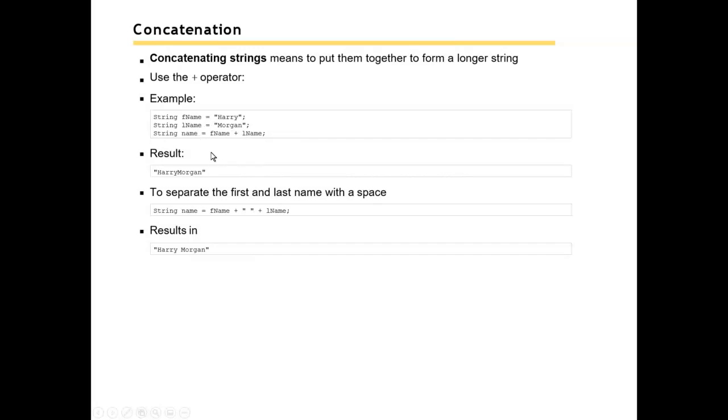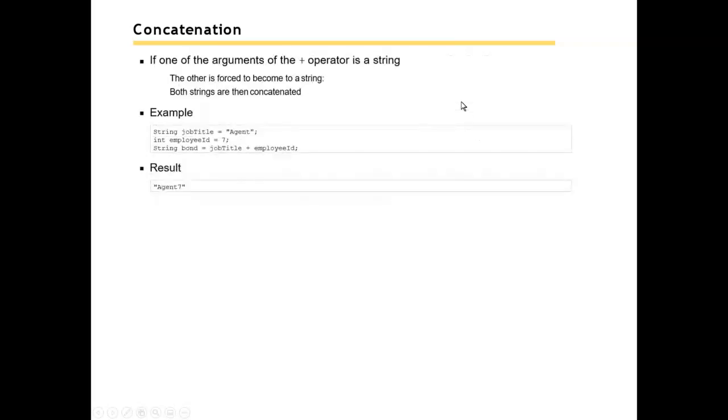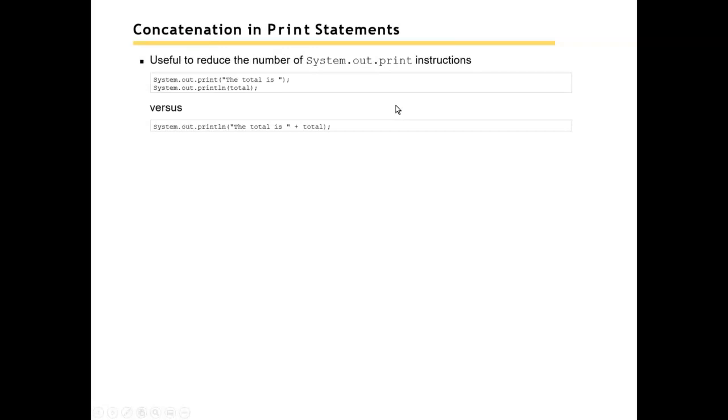So when you concat strings, you add them together to make a longer one. So Harry Morgan would be Harry Morgan. Notice no space. If we want to get a space, we've got to put it in there. So this is an interesting peculiarity. It will auto-convert other types where it can to be compatible with string. So we've got an agent and we've got an employee. If you add them together, it's going to convert the 7 to a string. You can also do it right in the print statement. So you can combine multiple print statements.